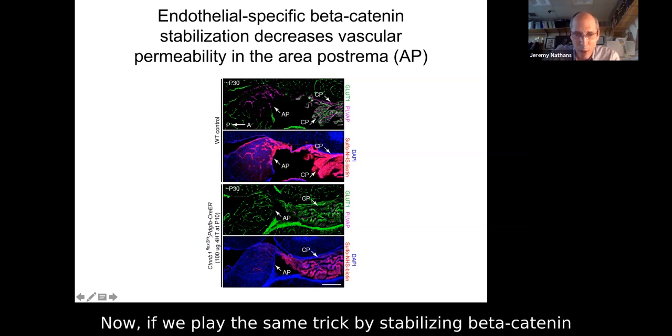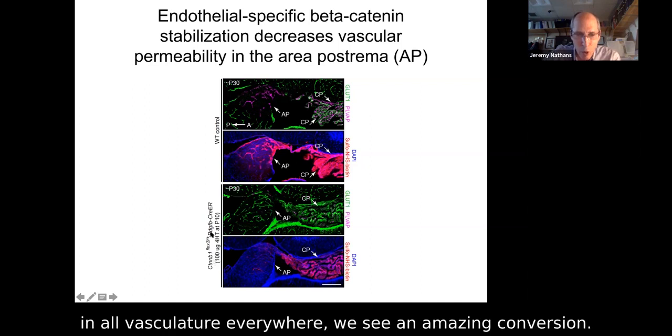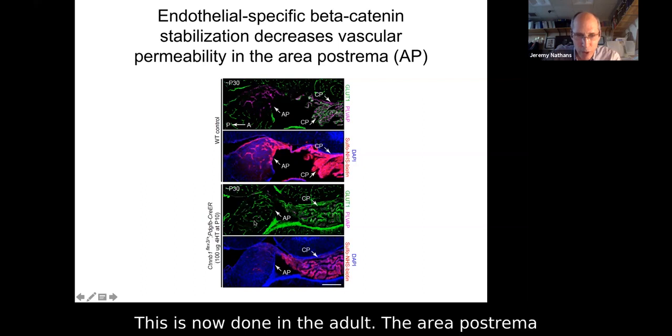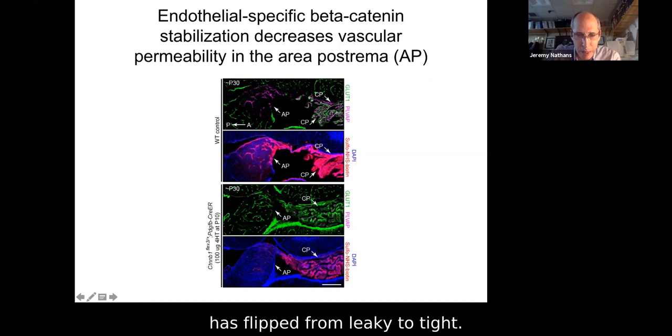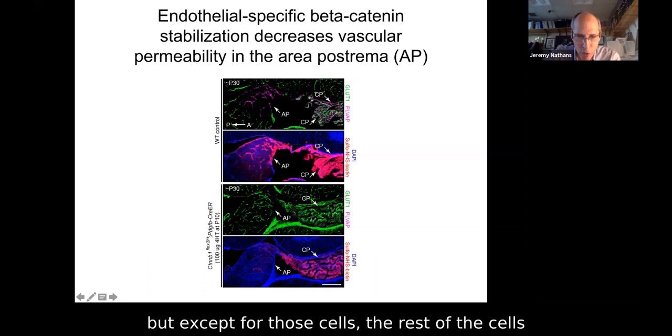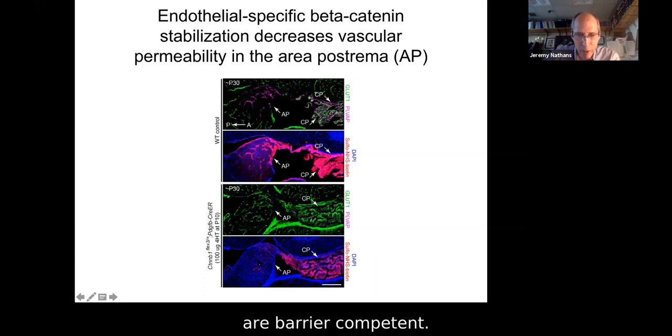Now, if we play the same trick by stabilizing beta-catenin in all vasculature everywhere, we see an amazing conversion. This is now done in the adult. The area postrema has flipped from leaky to tight. It's now become barrier competent, and there's very little leakage. There's an occasional cell which has failed to undergo recombination, but except for those cells, the rest of the cells are barrier competent.